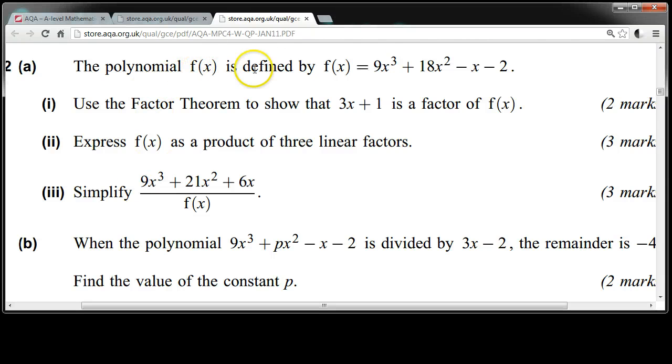The polynomial f of x is defined by this cubic equation here. Use the factor theorem to show that 3x plus 1 is a factor. Express f of x as a product of three linear factors. Simplify this expression here. When the polynomial given here is divided by 3x minus 2, the remainder is minus 4. Find the value of the constant p.